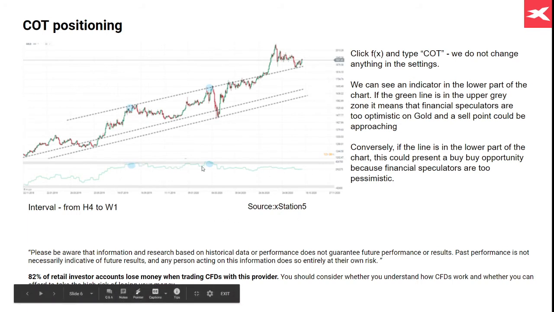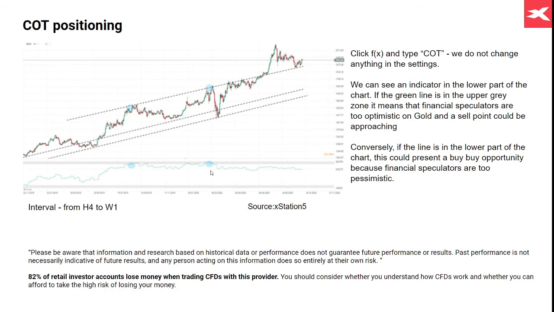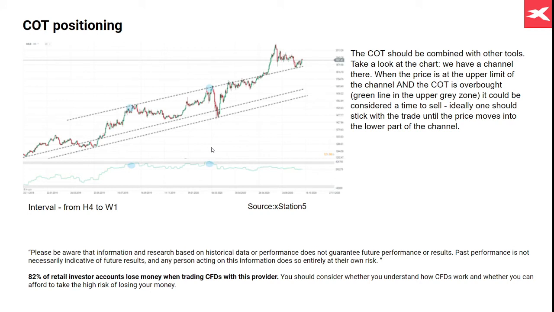If the green line is in the upper gray area, it means the financial speculators are too optimistic on gold and a sell point could be approaching. Conversely, if the line is on the lower part, this could be interpreted as a buy opportunity because financial speculators are too pessimistic. It's important that the COT should be combined with other tools. It's something that can give you an edge when you're already using other indicators.